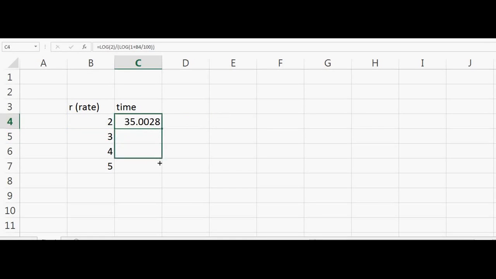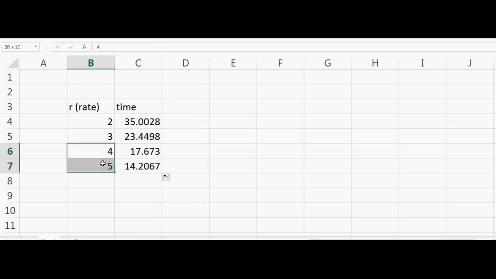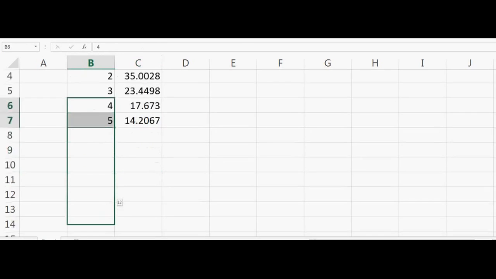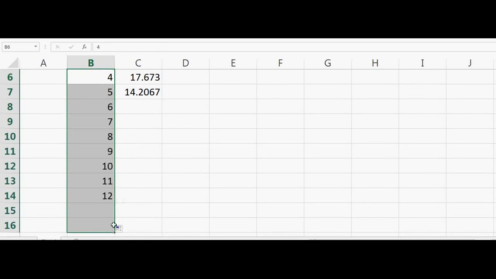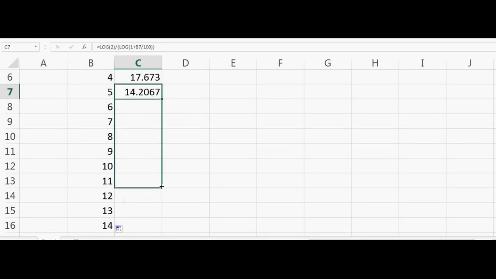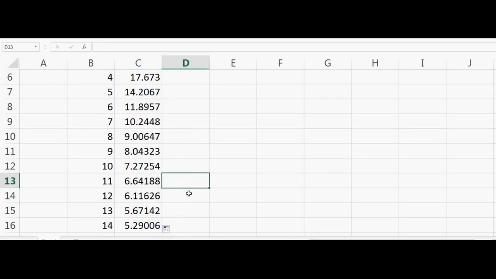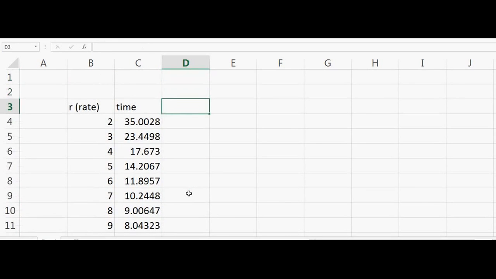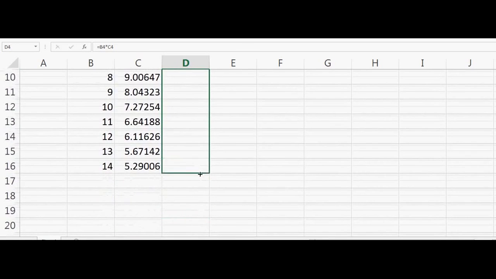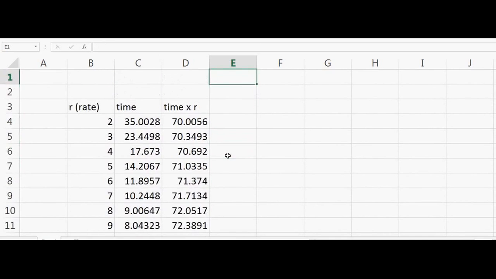So we can keep doing this, and we can also generate a table for all the r's and these numbers, right? So now if you look here, if you multiply time with r, that will be equal to 2 into 35, so that is 70.0056. So this is very close to 72. So if you keep doing this, you will see that all the numbers are close to 72.